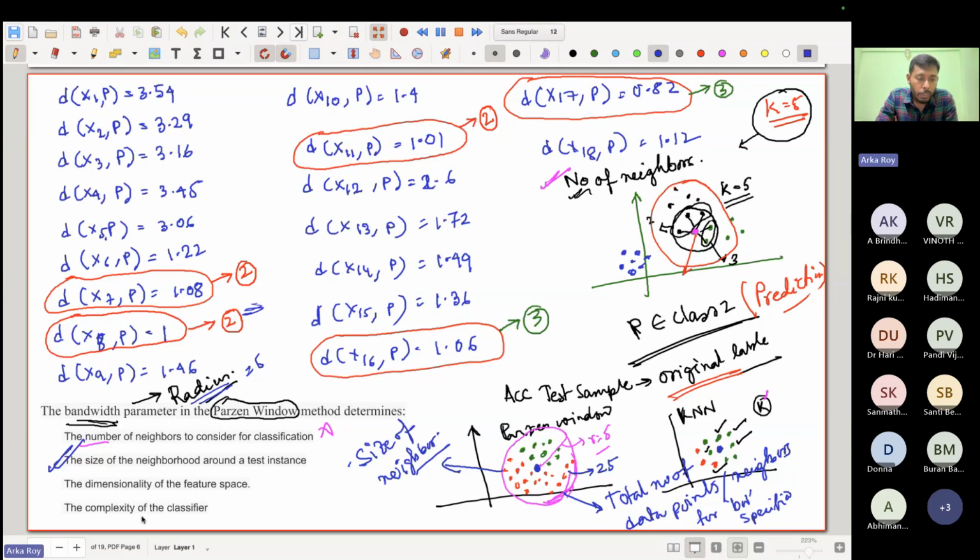And this window technique has no relation with dimensionality of the feature or complexity of the classifier. These are not directly related with this particular Parzen window technique, because dimensionality related things you'll see in the subsequent weeks. That is, there is a technique called PCA, principal component analysis. Over there, you'll see what is basically meant by dimensionality reduction and all.